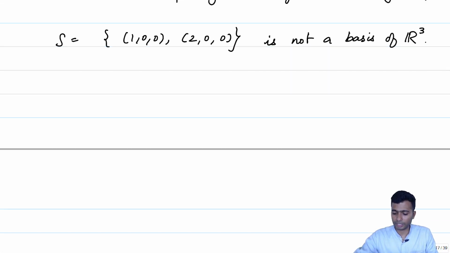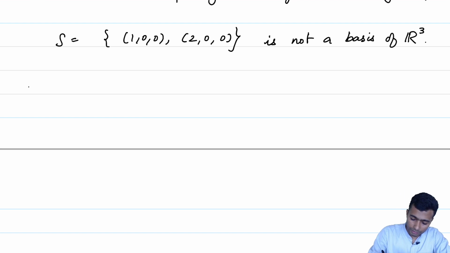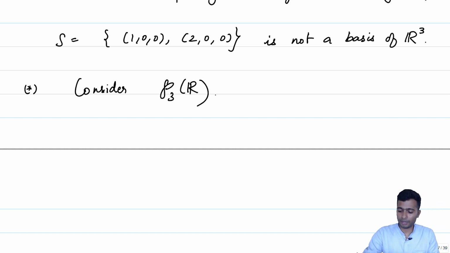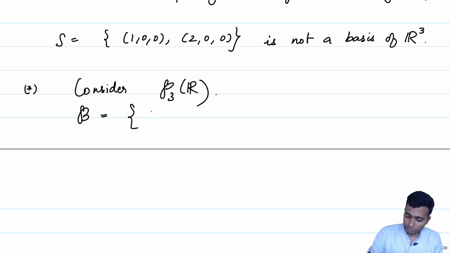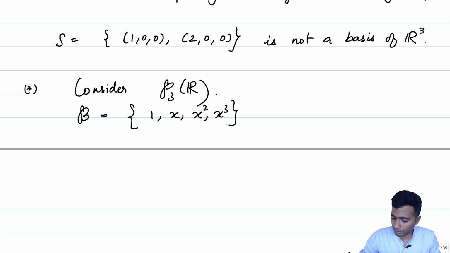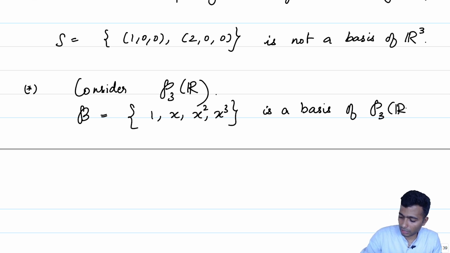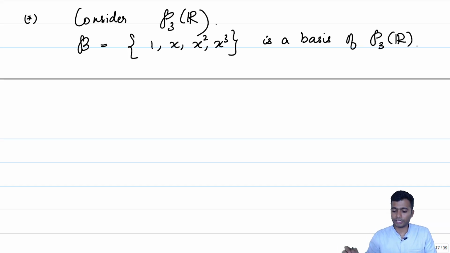Alright, so let us look at a different vector space. Consider P3 of R. And I would like to claim that 1, x, x square and x cube, the monomials, this is a basis of P3 of R. Let me not spend too much time checking that for you. It is quite straightforward, just like in the case of (1, 0, 0), (0, 1, 0) and (0, 0, 1) in R3, check for the linear independence and the spanning property of the set B here.